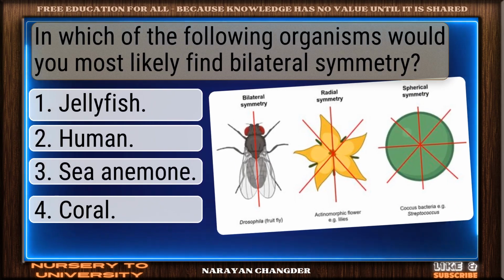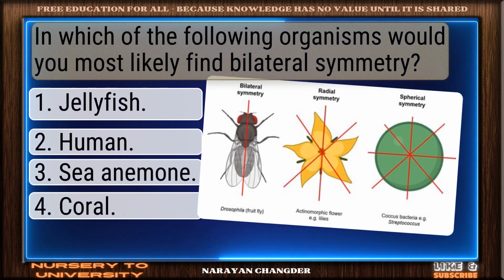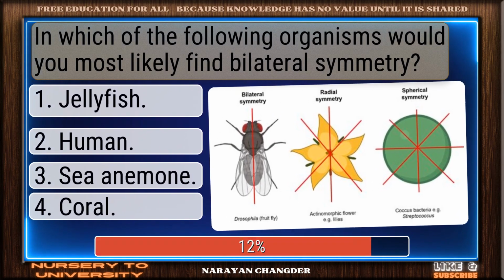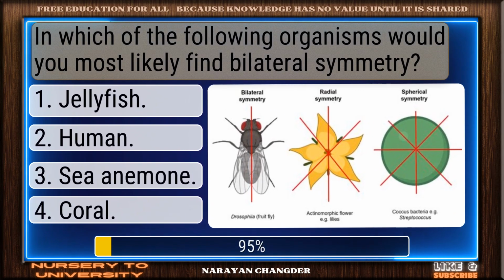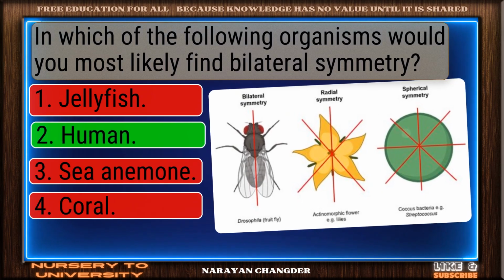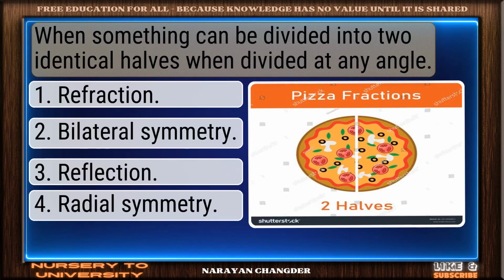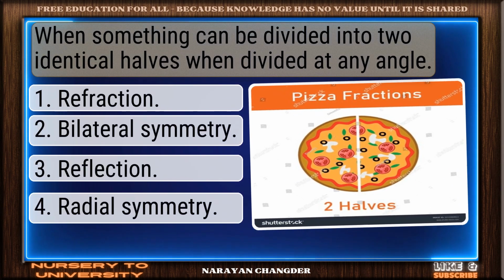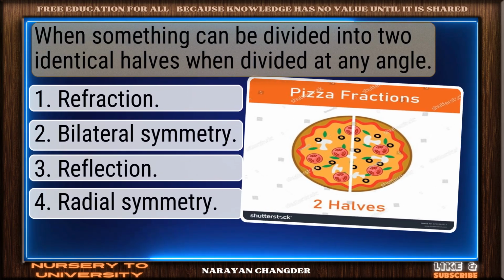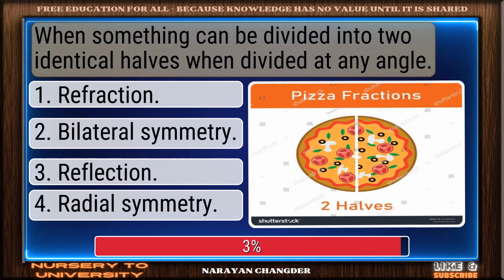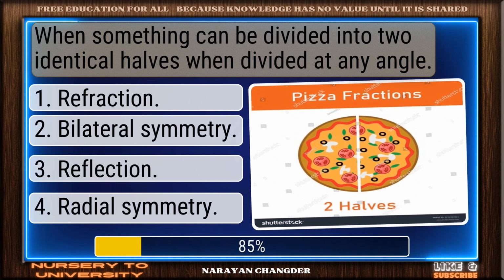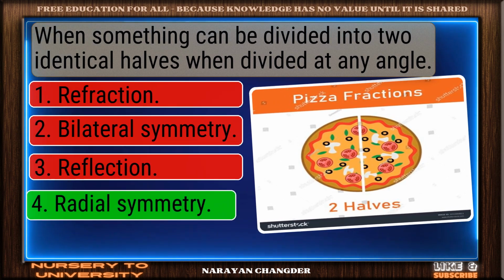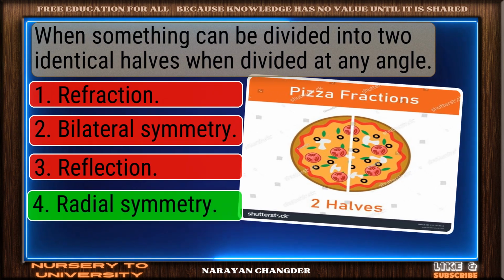In which of the following organisms would you most likely find bilateral symmetry? Well picked. Human is the correct answer. When something can be divided into two identical halves, when divided at any angle. Correct. Radial symmetry is the right answer.